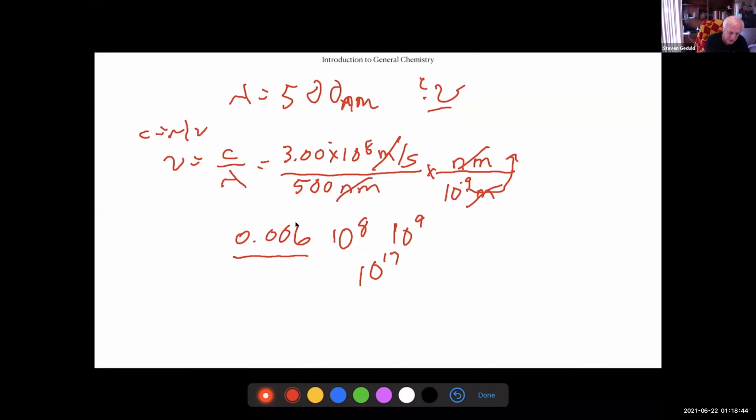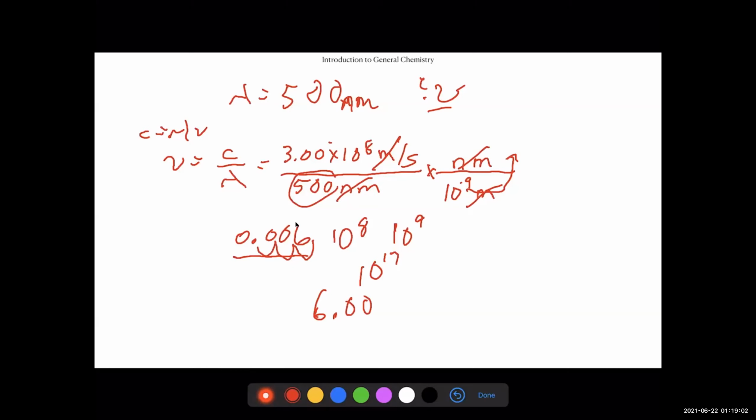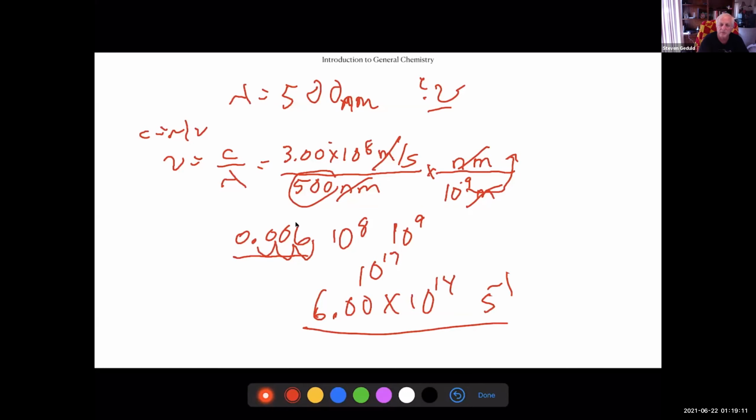How much do we have? 3 significant digits, 500. So we got 6.00. I moved this decimal point 1, 2, 3 places, making the number bigger, so the exponent gets smaller by 3. So 6.00 times 10 to the 14th per second. And that's your frequency. I know it's kind of hard to follow with the writing having stopped working.